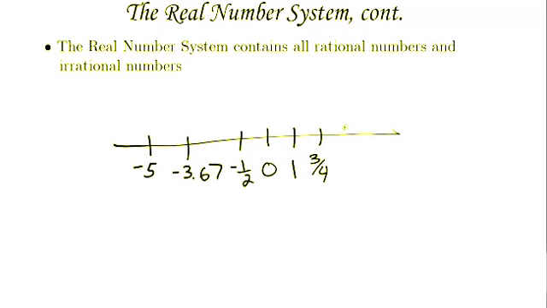For example, I could put pi on here. I could put the square root of 10 on here, or the square root of 2. So the real number system contains all the rational numbers as well as all the irrational numbers. So all the things that we talked about: a decimal that terminates, a negative number that's a fraction, 0, a positive number, pi, which is an irrational number.